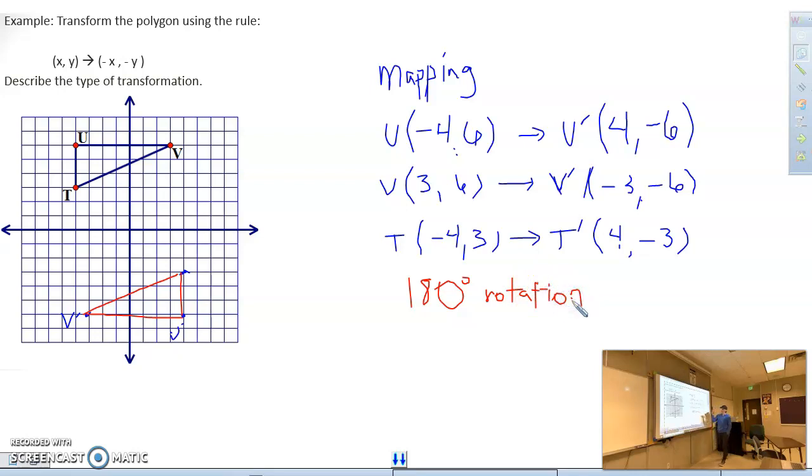Okay, so negative x, negative y turns into a 180 degree rotation. But also, what it actually is doing is you're changing all of your x values to negative. So I'm taking this shape and changing those to be negative. That reflects over the y-axis. And then when I do the negative y, I take that resulting shape and reflect it over the x-axis. So it's really also considered a double reflection. So a 180-degree rotation is also a double reflection.